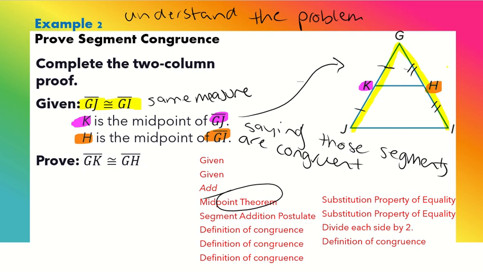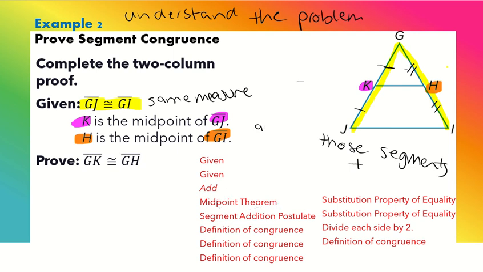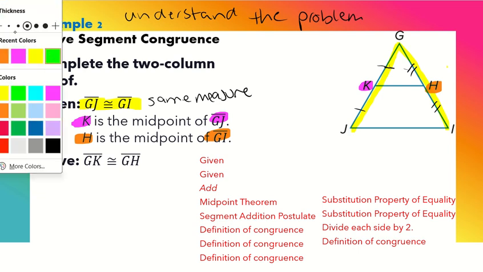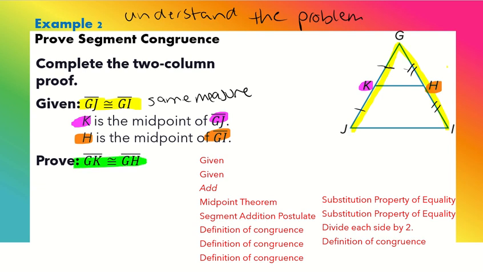Okay. Now we want to prove that GK is congruent to GH. Well, let's kind of figure that out. Let's put some numbers to it, see if we can make it make sense. If GJ is congruent to GI, let's just say maybe this was 10 units long, and GI, we said they're congruent, so maybe this is also 10 units.